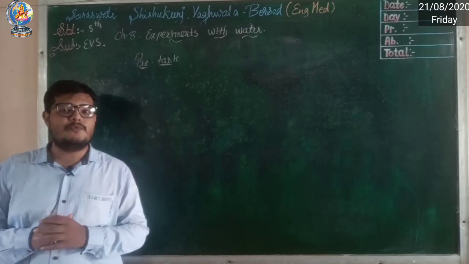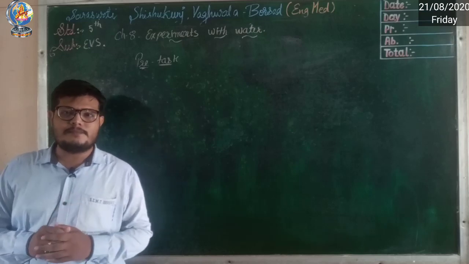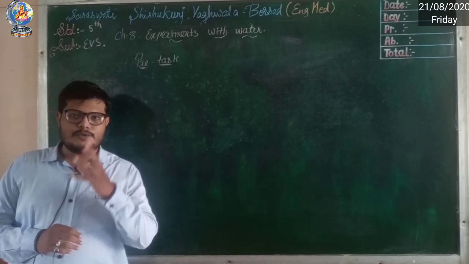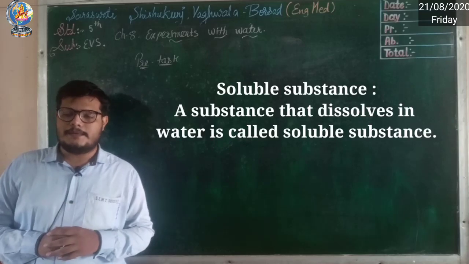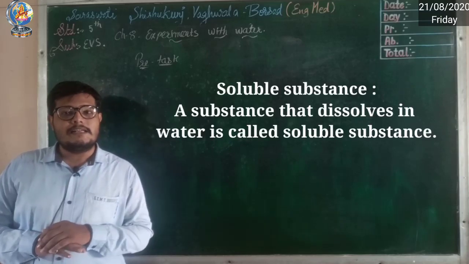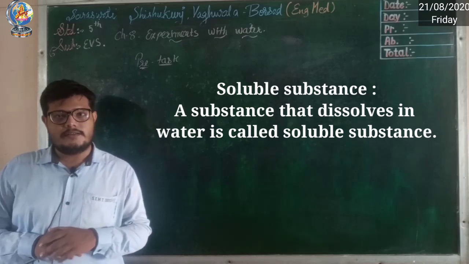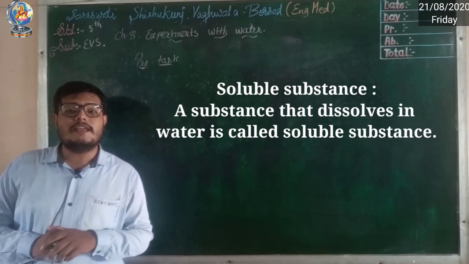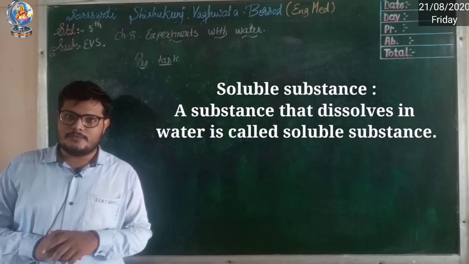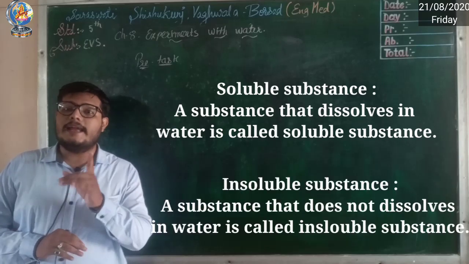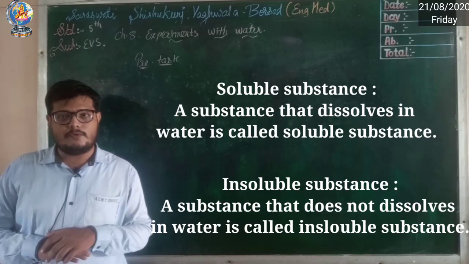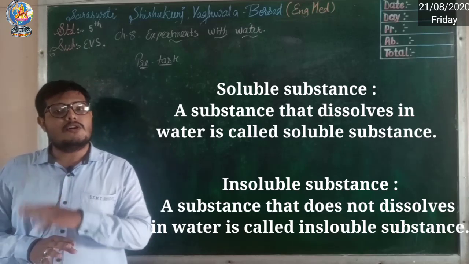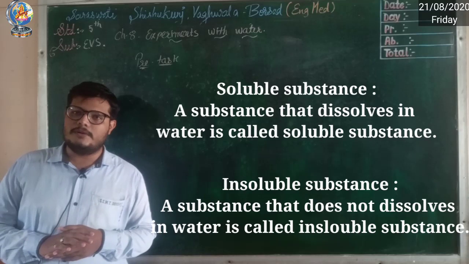So let's start this video with pre-task. What we learned in the first video? Definitions, which were so important, right? The first definition was about soluble substances. A substance that dissolves in water is called a soluble substance. The second one was insoluble substance, right? If you remember, a substance that does not dissolve in water is called an insoluble substance.